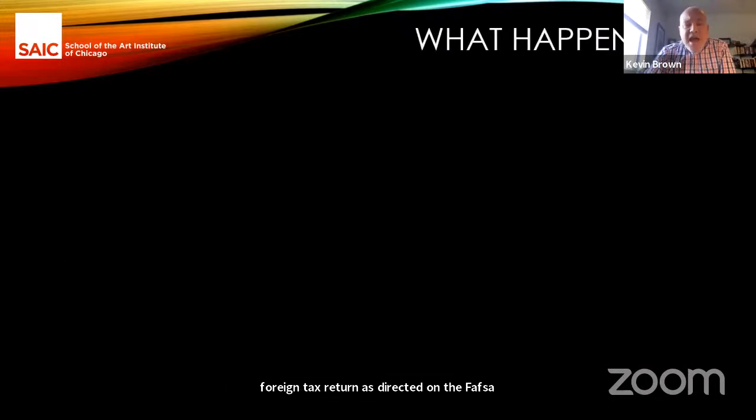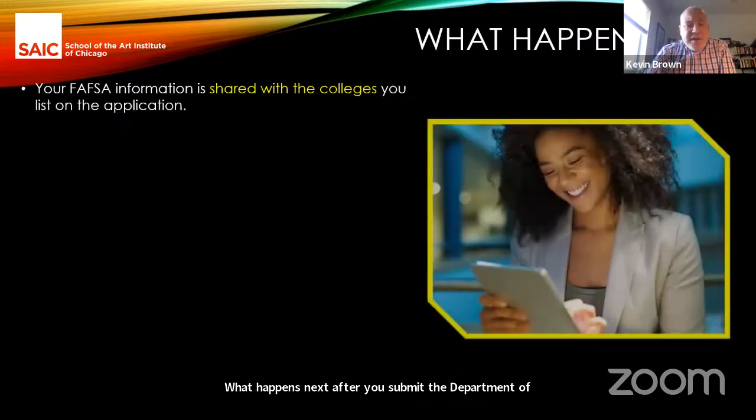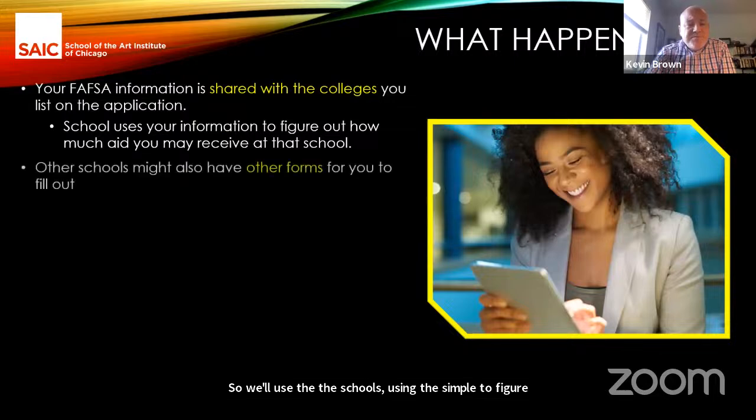What happens next? After you submit the FAFSA to the U.S. Department of Education, it'll be shared with the colleges that you have listed on the application. Schools use this information to figure out how much aid you'll be receiving at those individual schools. Other schools might also require additional forms for you to fill out. Here at SCIC, the only form we ask students to fill out is the FAFSA, if they're eligible to do so.